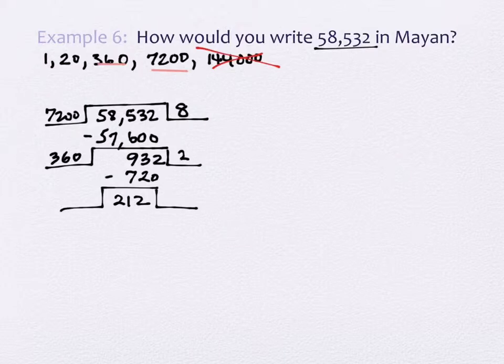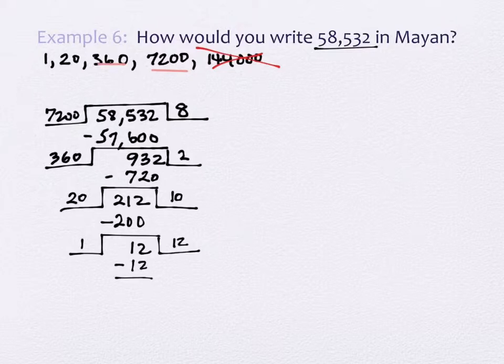Okay. So what will I divide by next? 20. And how many times will 20 go into 212? 10, good. That's 200 if I multiply, leaving me with 12. And my last place value is the ones place, and 1 will go into 12 twelve times. When I subtract at the end, I get a remainder of 0. I know I'm done because I have divided by 1, and I have a remainder of 0. Those are the two flags that let me know I'm at the end of the problem.